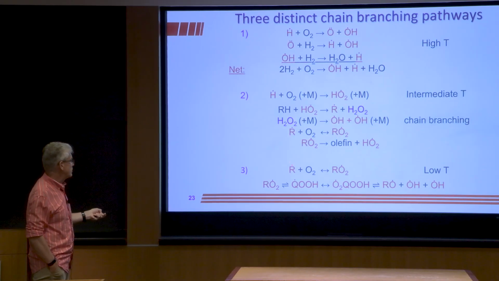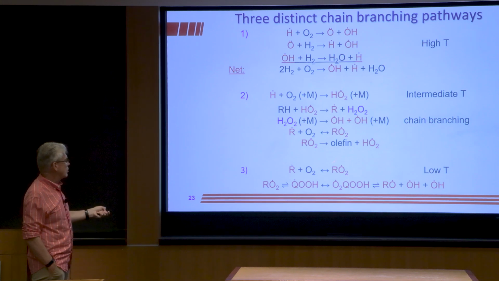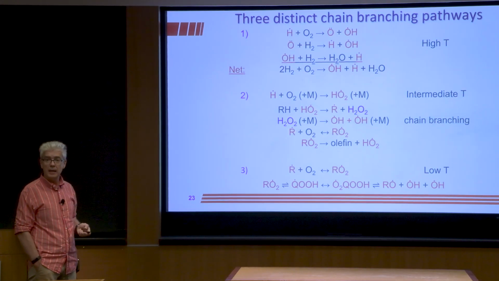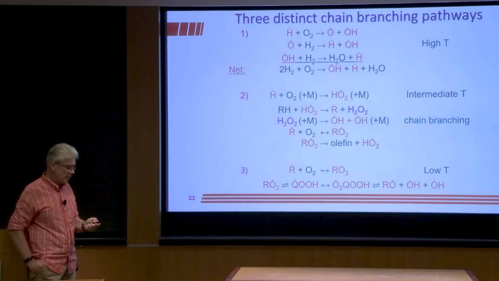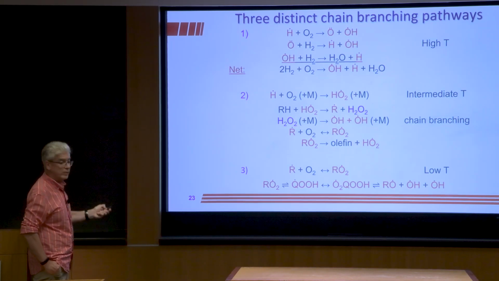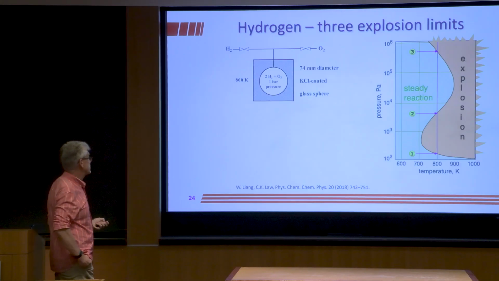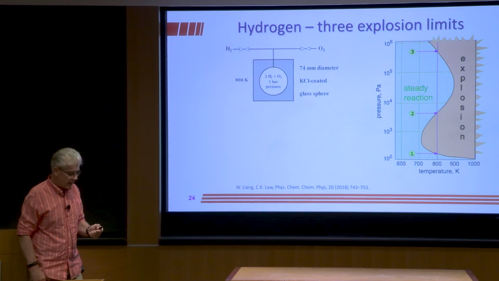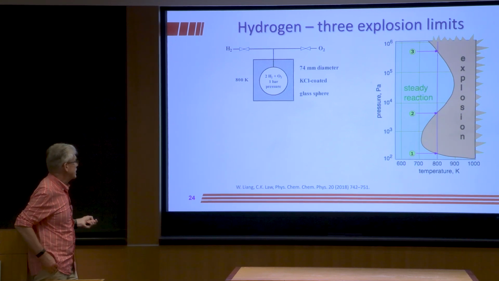And then, of course, at low temperature, we get an alkyl radical, it adds to O2, we get RO2. That RO2 can isomerize to QOOH, can add to O2 again, and then we get the peroxy hydroperoxy alkyl radical, and then that decomposes and gives you a carbonyl alkoxy radical and 2 OH radicals, and we get chain branching at low temperature. So we have the high, intermediate, and low temperature chemistry, synopsized there.